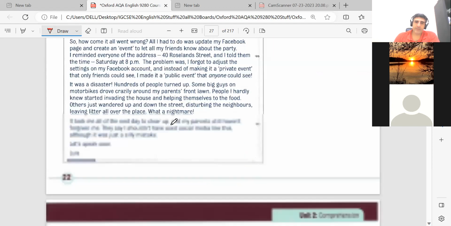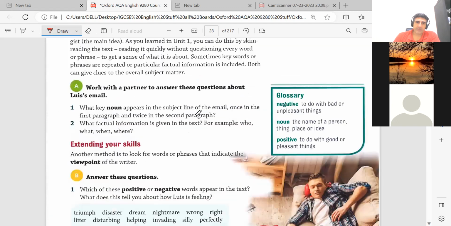This is the first question. I'll give you 1 minute. What factual information is given in the text? As I told you yesterday, factual information is based on true details. Maybe some details about who, what, when, and where. So give me factual information about the party from the passage.